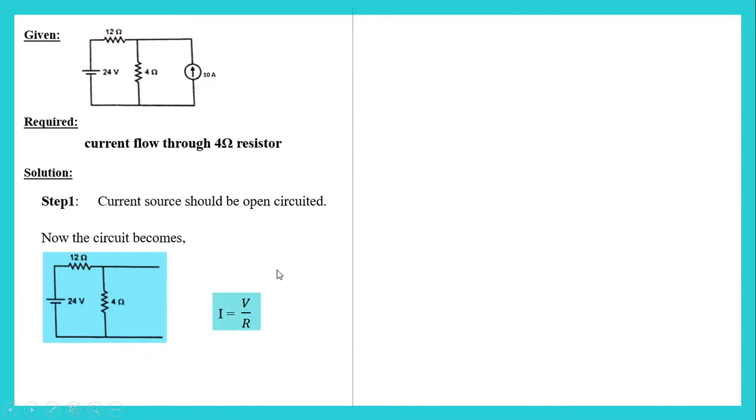For that, the formula for finding the current is I equals V divided by R, where the current flow through 4 ohm resistor is equal to, in the given circuit diagram, voltage is 24 and the resistance is 12 plus 4, because these two resistors are connected in series, so they can be added. That is 24 divided by 12 plus 4, which gives the value 1.5 amps. Step 2.